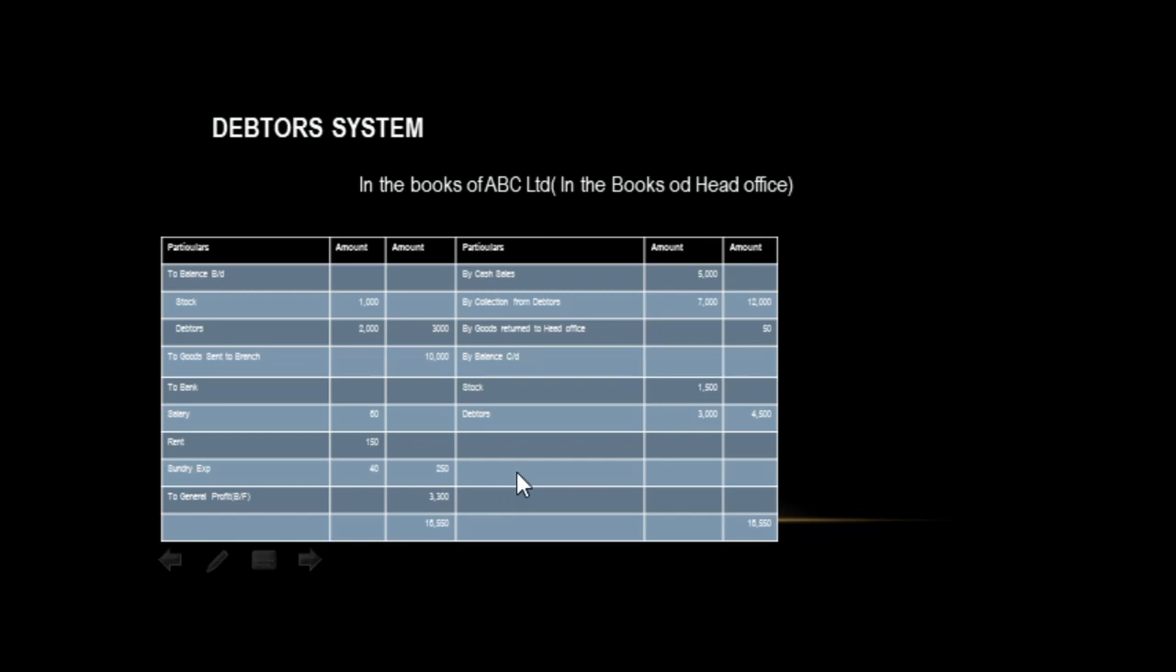So this is one format. If we keep this format correctly in mind, the opening balance, closing balance, goods sent to the branch, the expenses paid by the head office to the branch, and the cash sent by the branch to the head office, whether from sales or received from debtors, we have shown fully on the debit and credit sides. The balancing figure we got is the general profit from the branch account. So this is the model in the debtors system. Thank you.